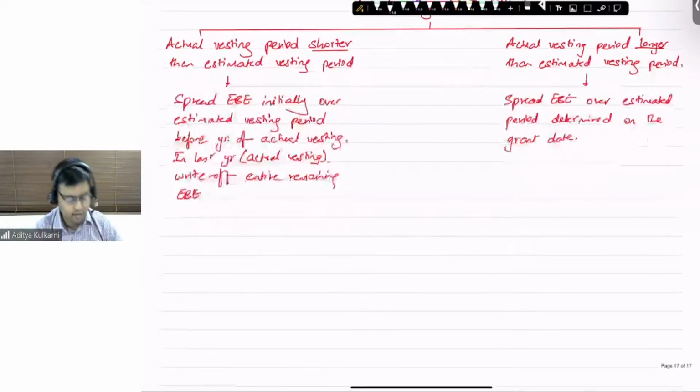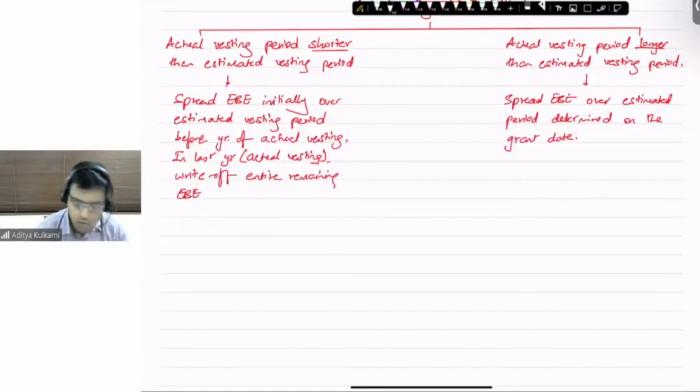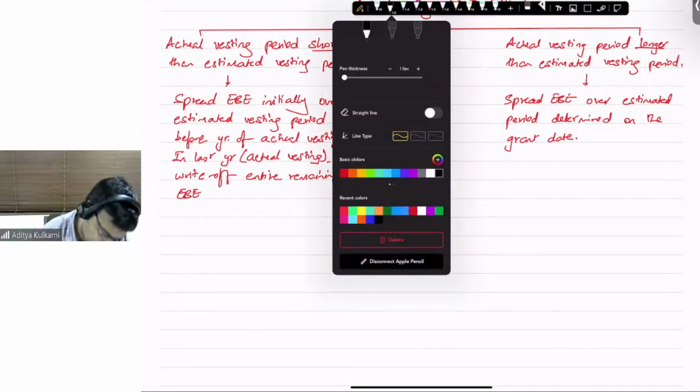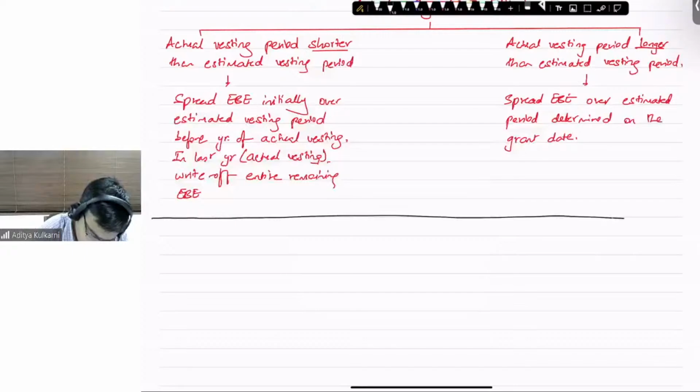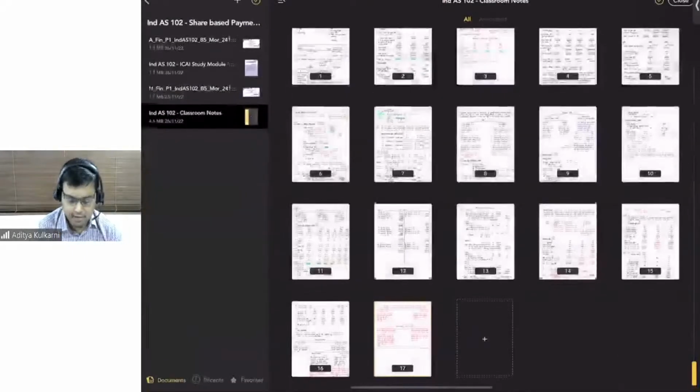So that takes care of this part. Now we move on to the next set of concepts. We then move on to the next part.